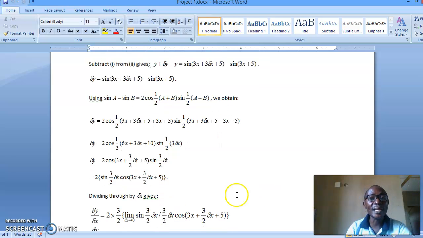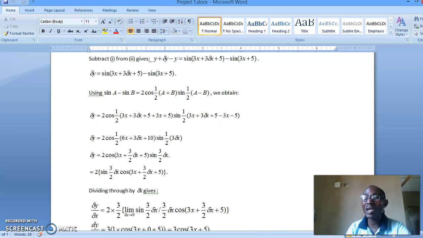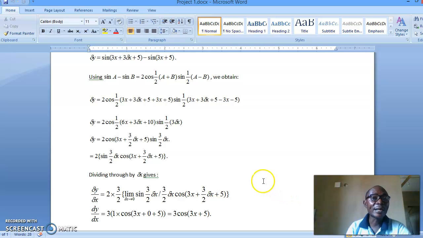By the time we divide through by delta x, we have what? The left now becomes delta y over delta x, equal to 2 multiplied by, you'll be wondering how we get this 3 over 2. 3 over 2 is taken from, because we observe that 3/2 delta x is a little bit common here. So we can multiply through by 3 over 2 so that we will eventually be able to get something whose limit is equal to 1. So 2 multiplied by 3 over 2, and we now take the limit as delta x tends to 0 of sin(3/2 delta x) over (3/2 delta x), times cos(3x + 3/2 delta x + 5).